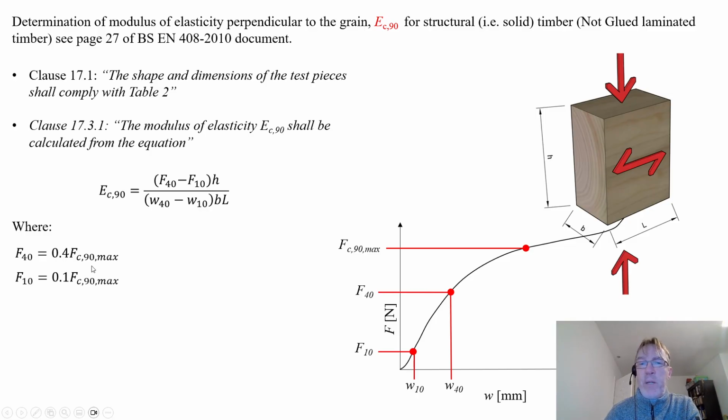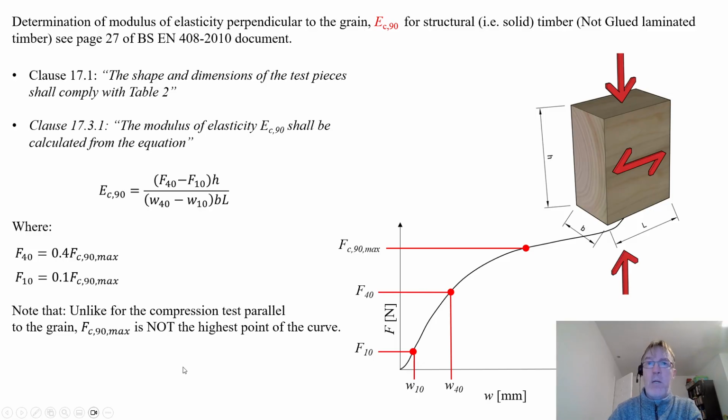So the question would be, what is F max? We can see in this graph that F max is not a random point, although it may appear to be some random point on this curve. Unlike the compression parallel test, the F max is not the highest point on the curve. It's on the curve, but it's not the highest point. So then, how do we find the F max?